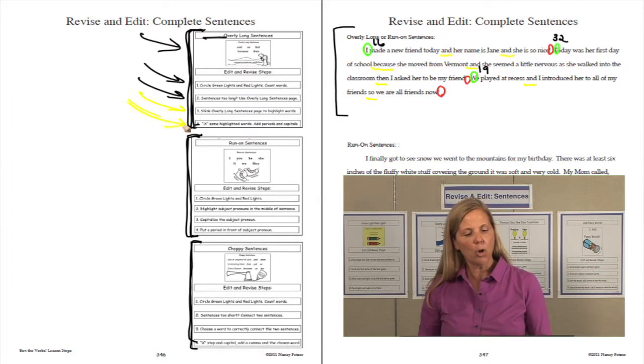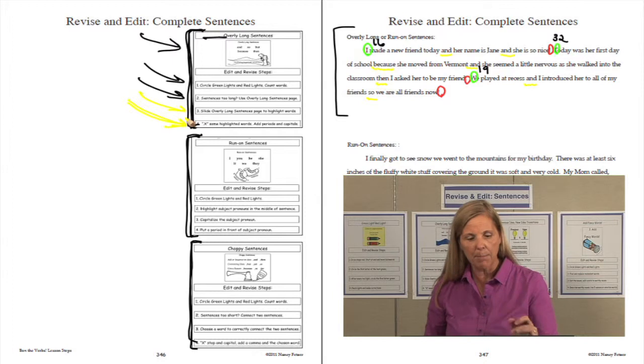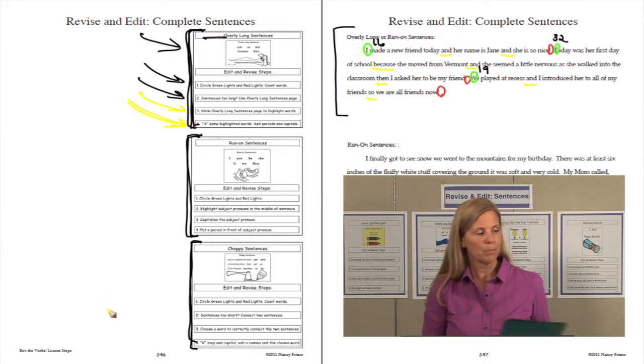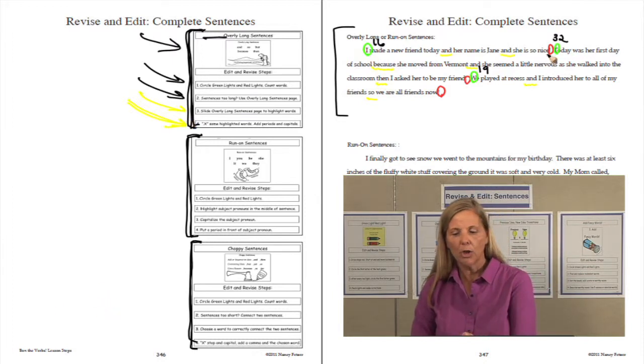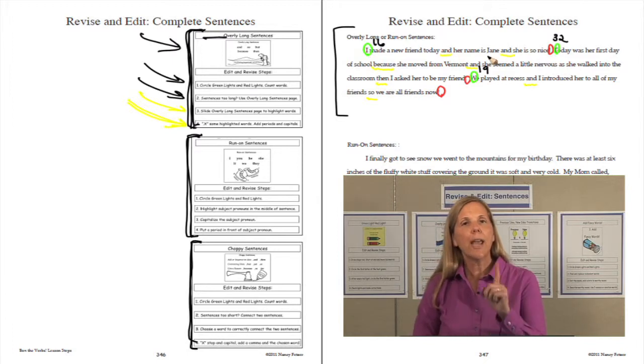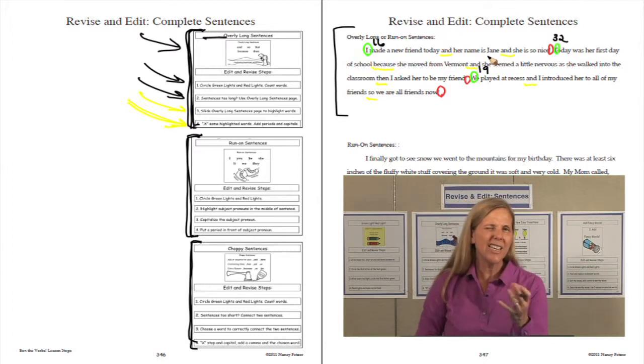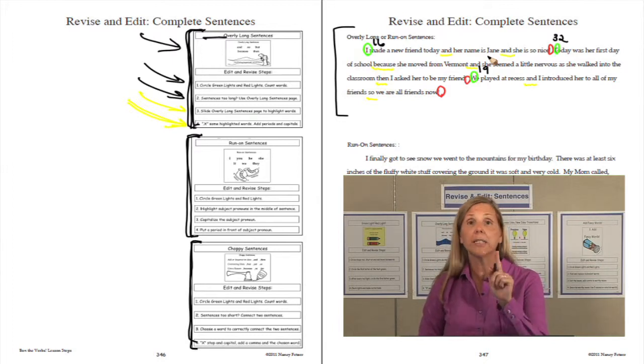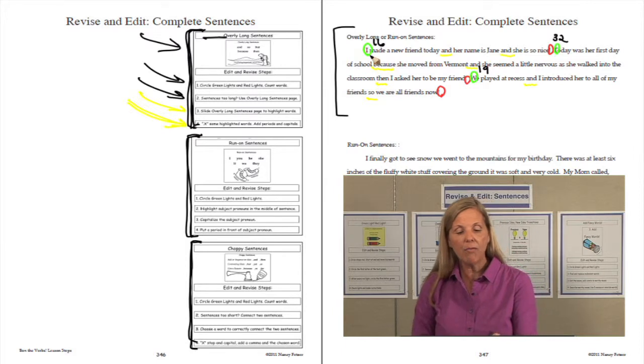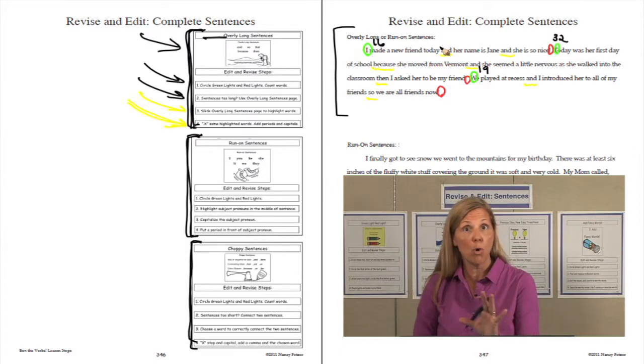In step 4, we're going to cross out some of the highlighted words. Remember I said some. And then add periods and capitals. Look at your green light. Look at your red light of the first sentence. How many words do you have underlined? 2. You can have 1 in your sentence, which really isn't true, but at this point I tell them 1. You can have 1 in your sentence, no more than that.